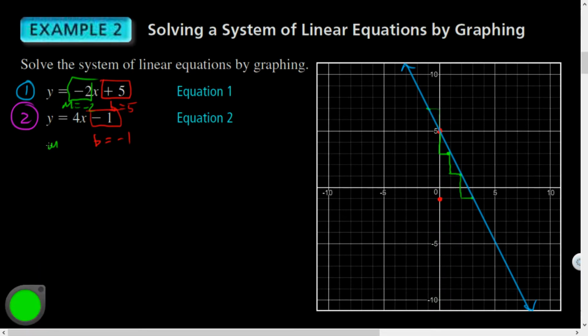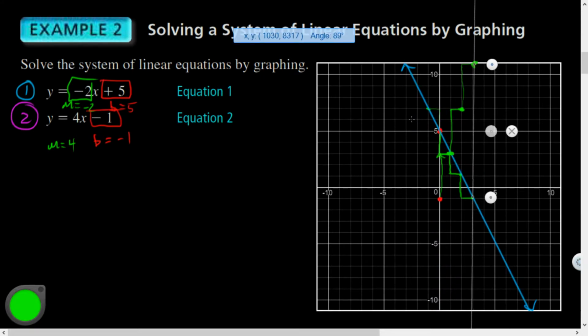What's my slope? 4. So that means from here I go up 4 and over 1. Hey, that's interesting. Up 4 and over 1. And I could do it again. Up 4 and over 1. Bam. Something like that. So let's draw this line.